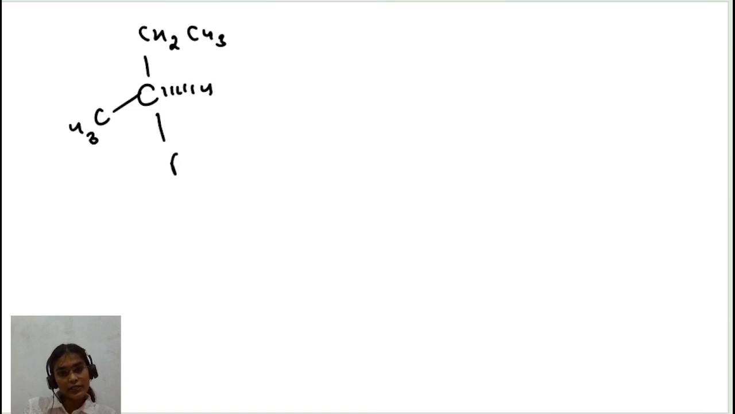So let's see some examples. The first example: I have a carbon, and let's say this is CH2 and CH3. On this side I have CH3, and let's say this is hydrogen and this is bromine, present at the wedge position like this. In this case you have to add water. So should I go with the SN1 mechanism or SN2 mechanism?